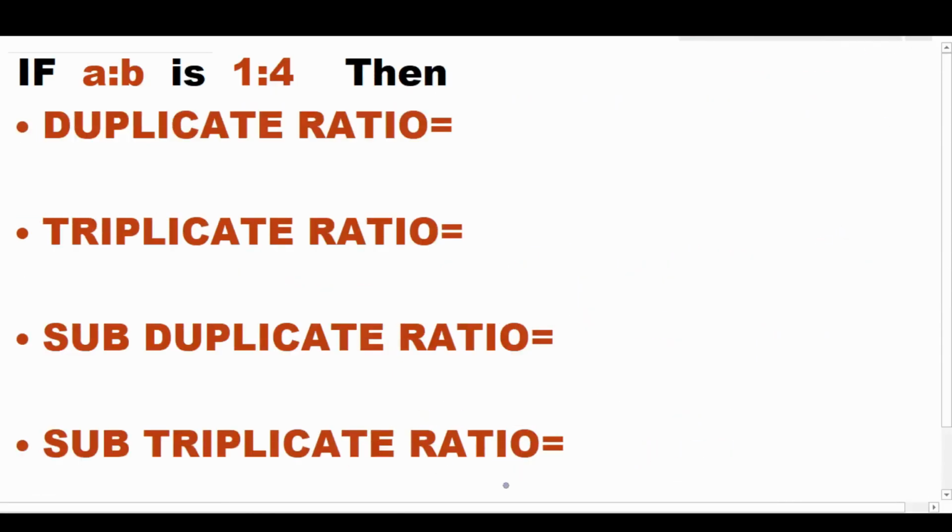The next problem is: if A is to B is 1 is to 4, then find the following. The first is the duplicate ratio. We have learned in the last video about the duplicate ratio. Duplicate ratio is nothing but A square is to B square. In the place of A, we have 1, 1 square is 1. In the place of B, we have 4, 4 square, which is equal to 1 is to 16. So the duplicate ratio of 1 is to 4 is 1 is to 16.